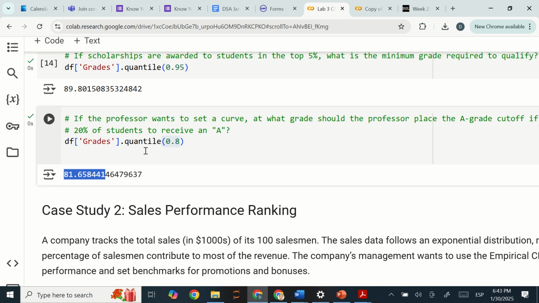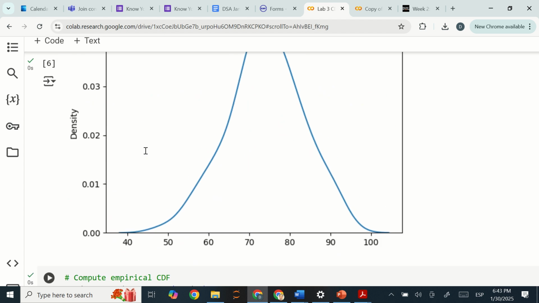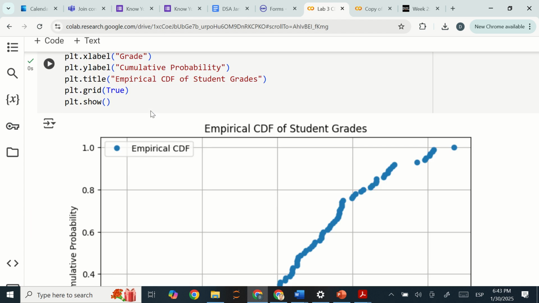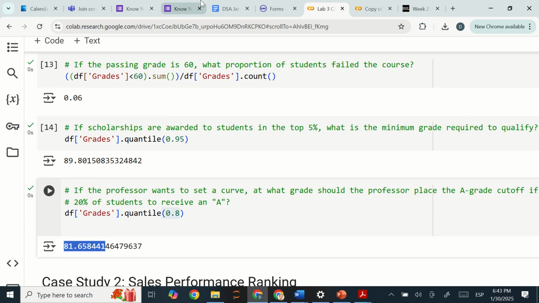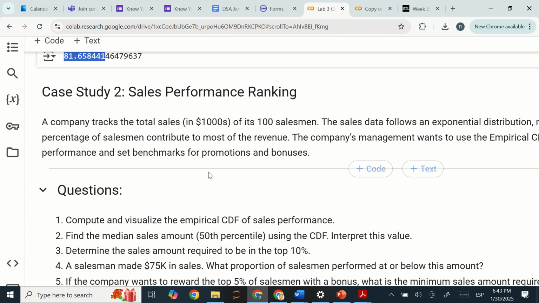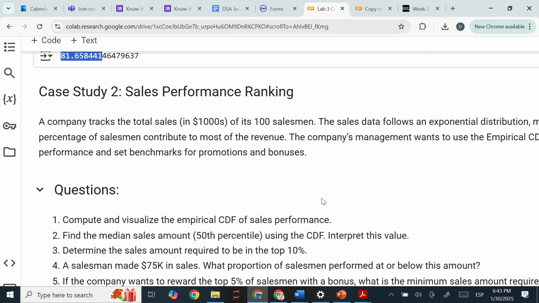Okay, so this is how you use it. Now I believe you get an idea on how to use this cumulative distribution function. This is the empirical one. And now you can replicate the analysis in different contexts. For instance, here in case study 2, I will leave it to you. Just to give you an idea, it's about a company.